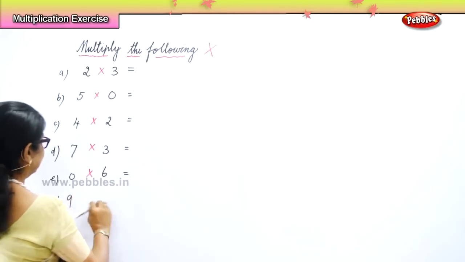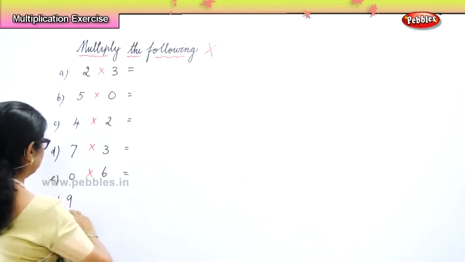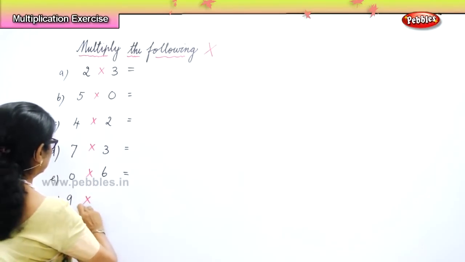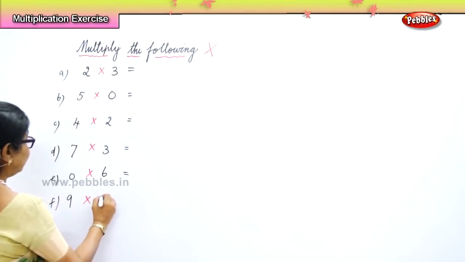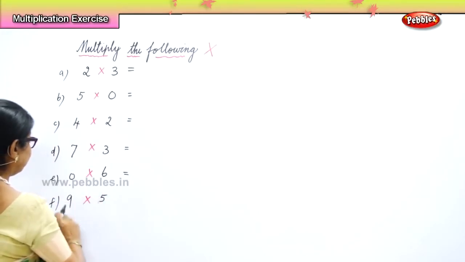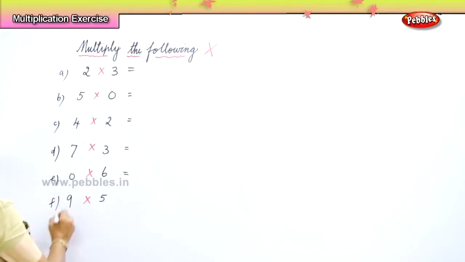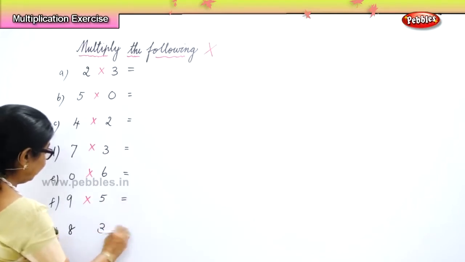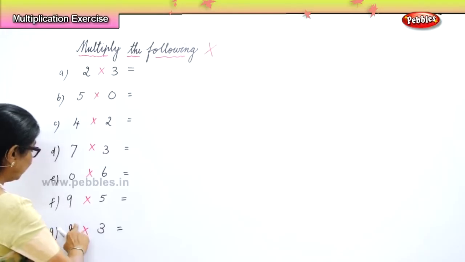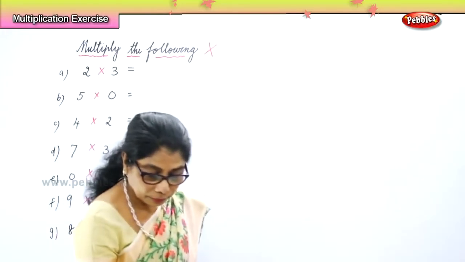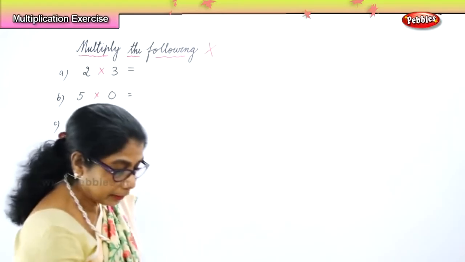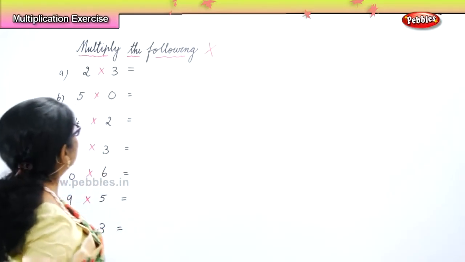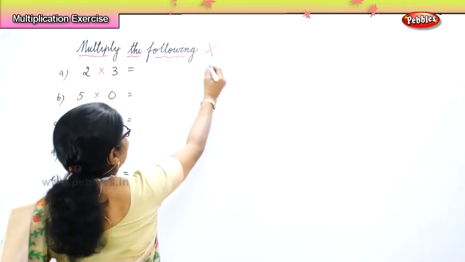9 into 5. 8 into 3. So I've given you some sums and let's do that now. Simple. It's called simple multiplication. Then we'll do a little more here.